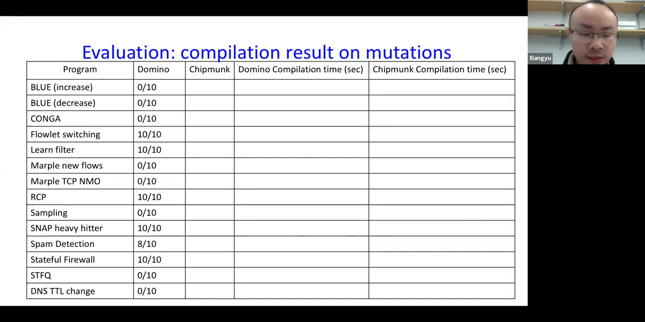We can see Domino failed to generate code for most of these mutations of the original programs, because it incorrectly concluded that these programs are too complicated to fit within the capacity of the underlying hardware. By contrast, Chipmunk compiled most of these mutations, or even all of them, because it searched more exhaustively for any means of implementing the program using the hardware capability.